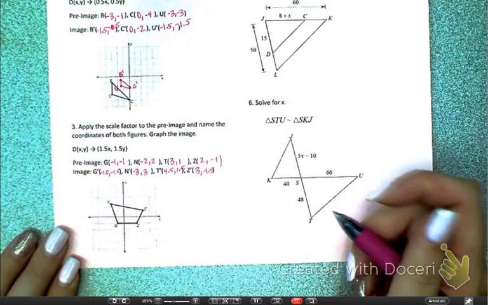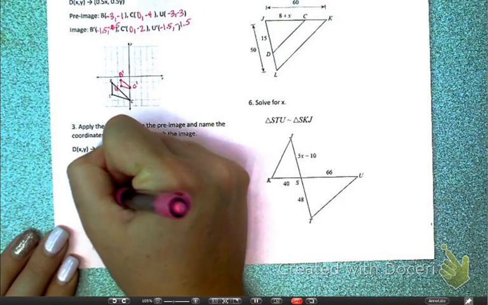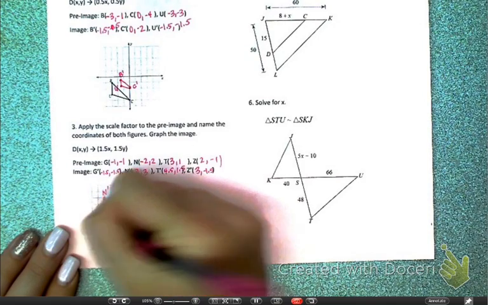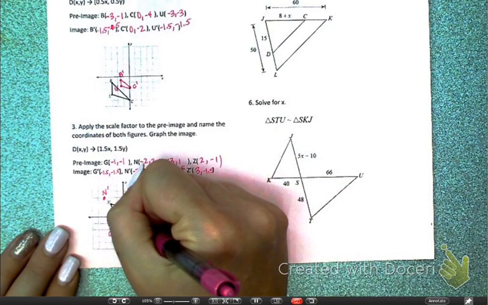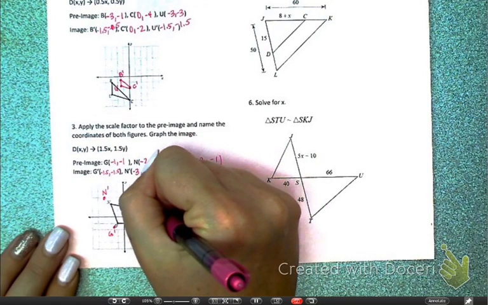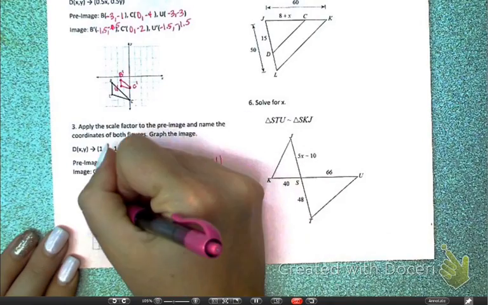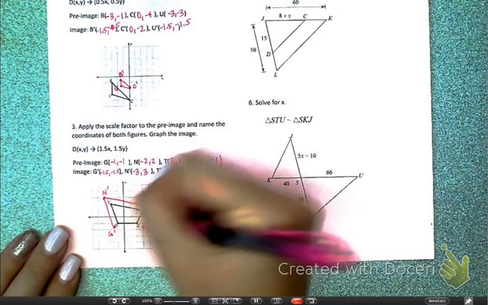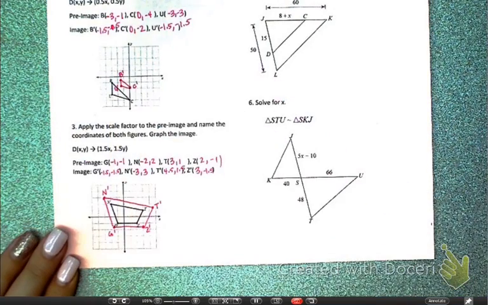You need a graph. So here's N prime, G prime, Z prime, T prime. Your figure should be the same shape, just larger. You still okay? Okay. Let's look at number 4.